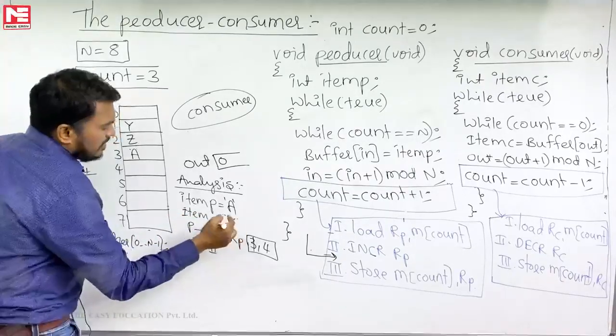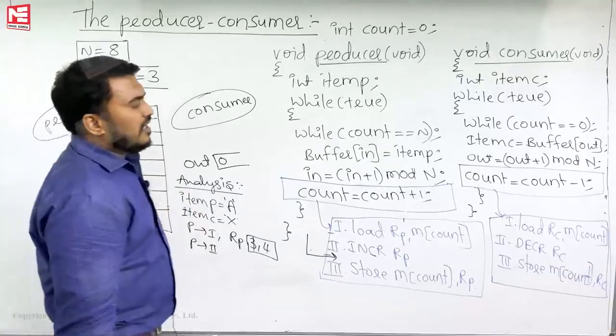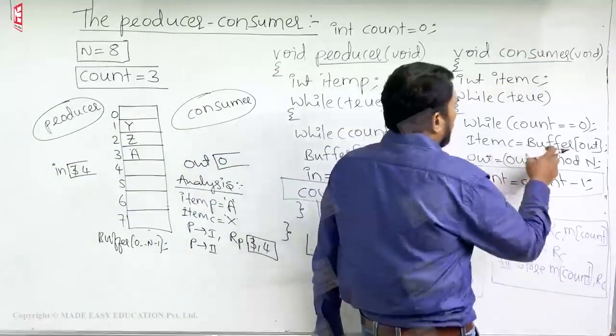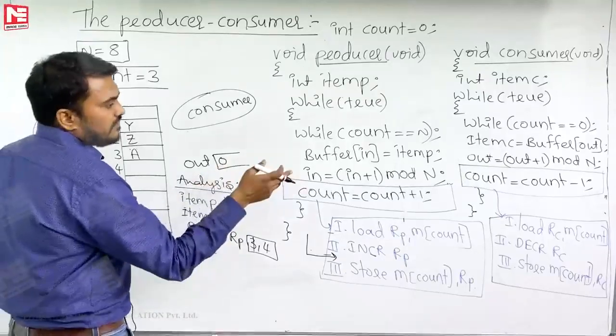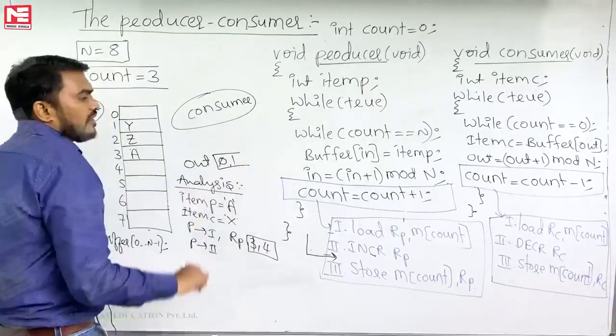So item c में क्या होगा? x को अपन consume किया. Next after that, out equal to out plus 1 mod n. So out value कितना है अभी? 0 plus 1, 1 mod 8 is 1. So out value 1 हो गया.